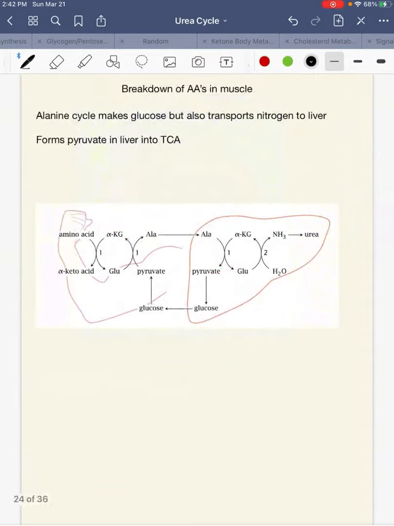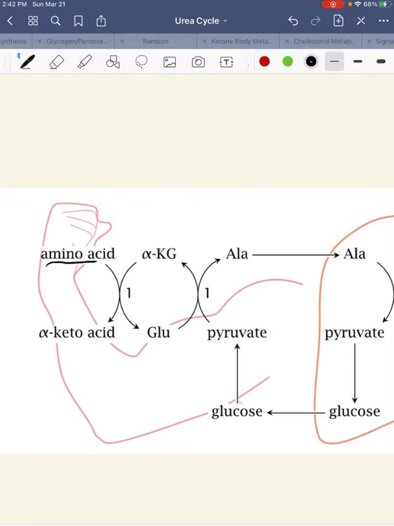Okay, so let's talk about another use for the ammonia cycle. So remember, muscles use amino acids. Mainly when you talk about what uses amino acids for energy, you'll talk about muscles. So we have this amino acid. We want to use it for energy in the muscle. We convert it to alpha keto acid. So this can then enter glycolysis if it's glucogenic. If it's ketogenic, it can enter glycolysis, and then it can also be used to make ketone bodies.